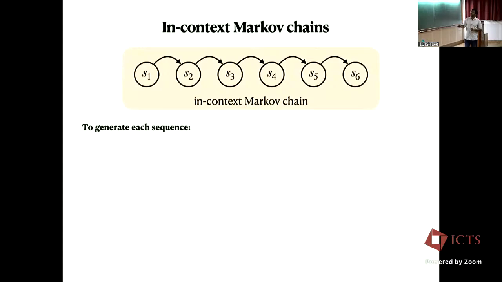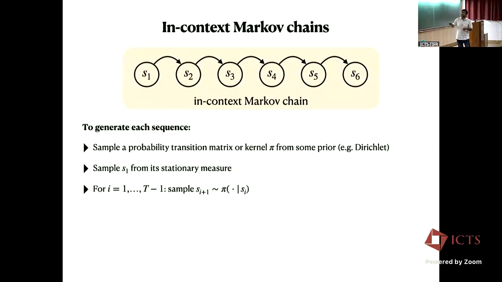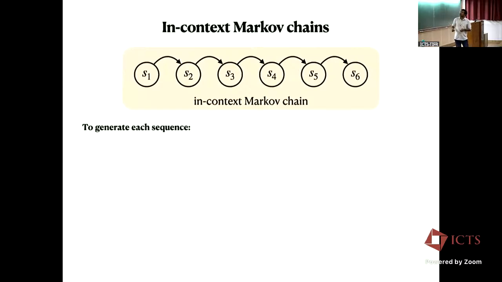To generate the sequence, first you generate this transition matrix or kernel randomly from some prior, like say some Dirichlet prior, which is a standard one. Once you have the transition matrix, you generate S1 from some stationary measure, and then you sample the sequences from this transition kernel. Now there are 2 sources of randomness. One is your kernel, because it has some prior, and once you have the kernel, you generate the sequence, which anyway is random. So those are the 2 sources of randomness.